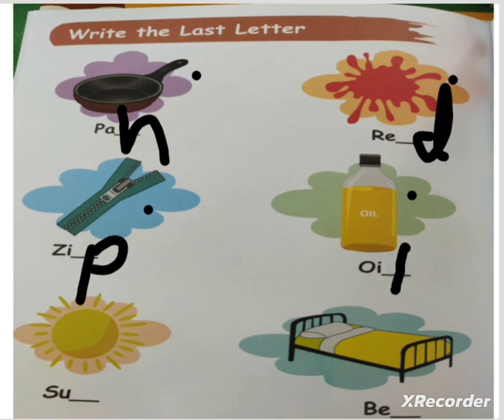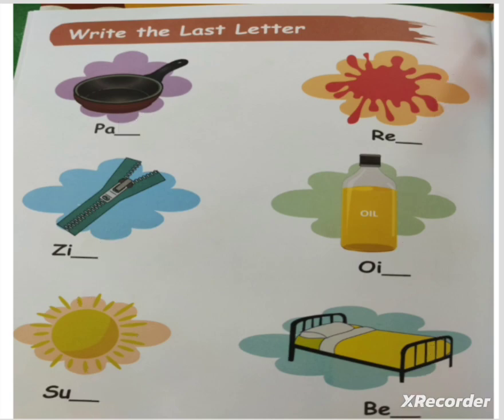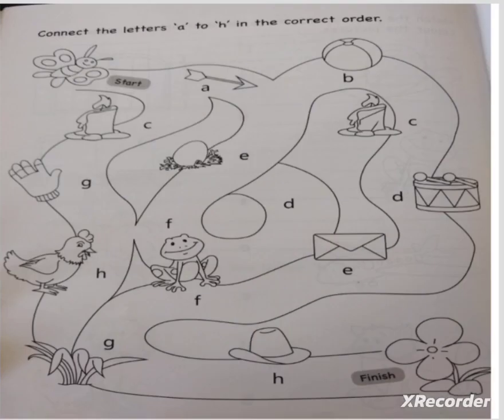O-I-L. Oil. This is sun. What is this? This is sun. So what's the spelling of sun? S-U-N. Sun. Its last letter is N. And this is bed. What is this? This is bed. So what is the spelling of bed? B-E-D. Bed. So its last letter is D. Okay. Got it? Then last two worksheets are for you.